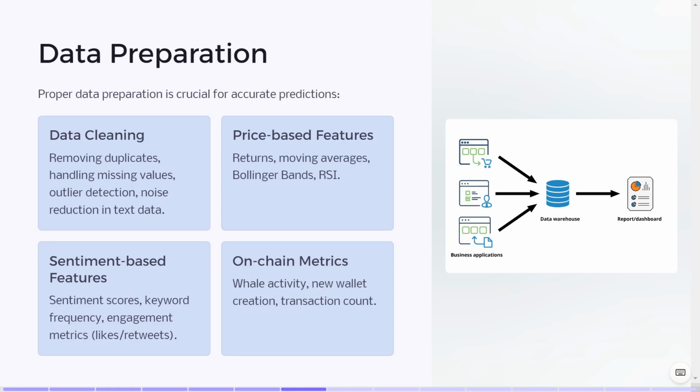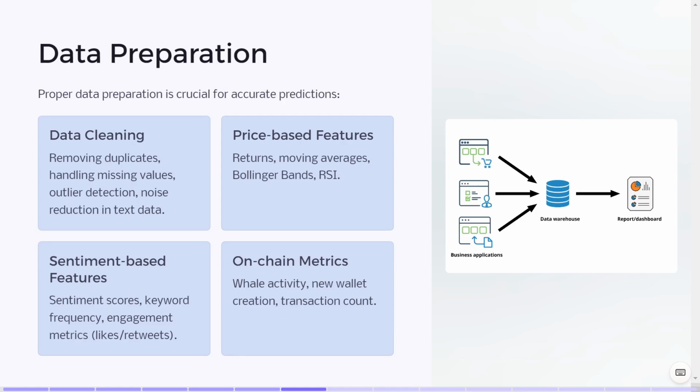After collecting the raw data, we needed to clean and prepare it for modeling. This involved removing duplicates, handling missing values, and filtering out noisy social media text. We created a range of features to enhance our predictive models. For price-based features, we calculated returns, moving averages, Bollinger Bands, and the Relative Strength Index, RSI. These indicators provided insights into market trends and potential reversals.